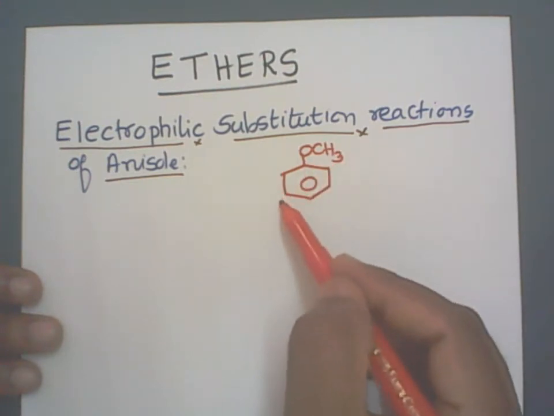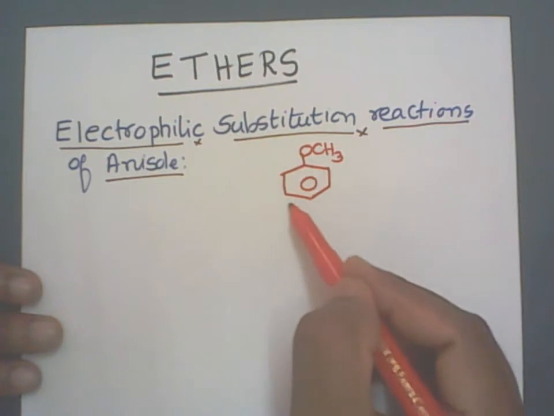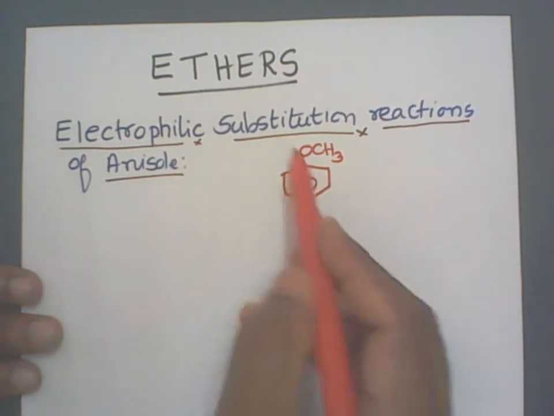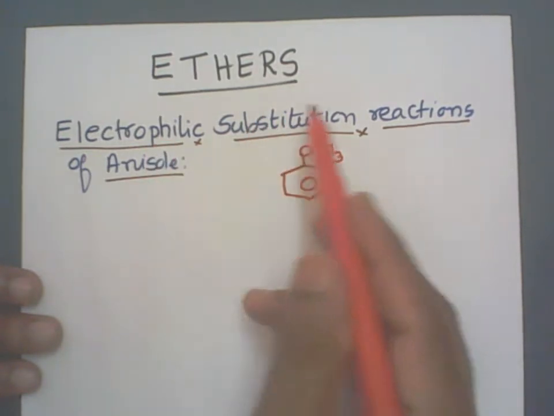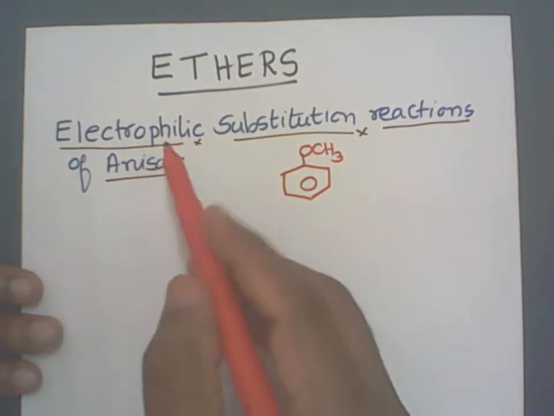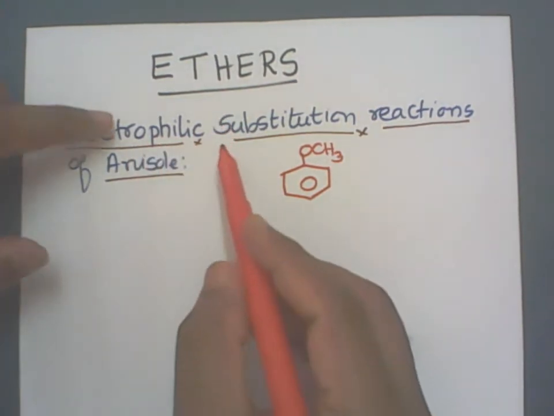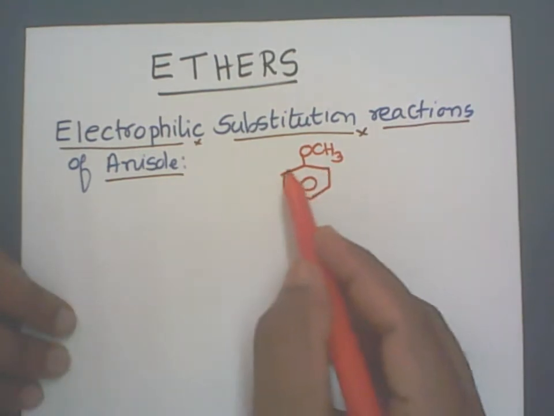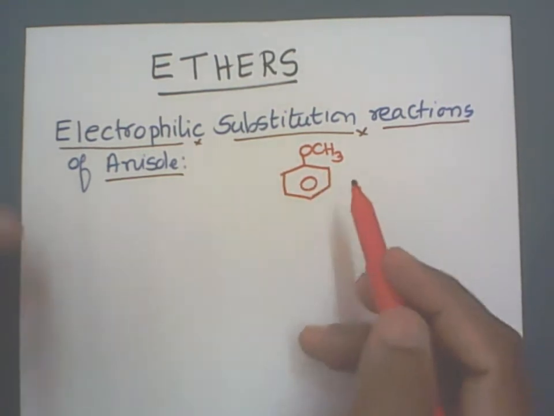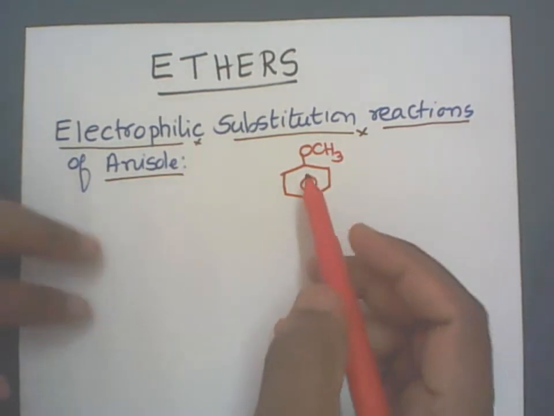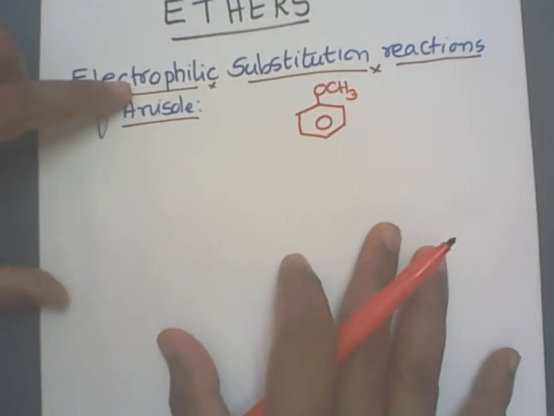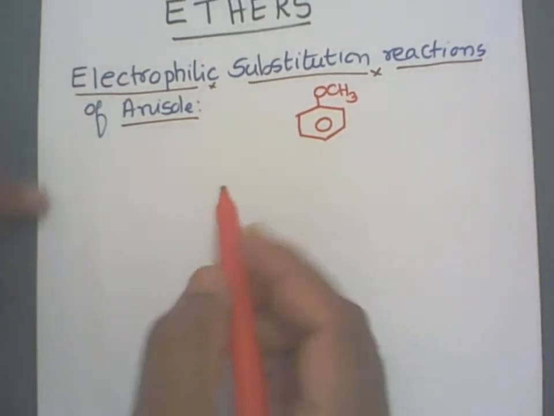You know that benzene is electron rich, so electrophiles can easily attack and hydrogen atoms can be substituted by the electrophiles. Therefore, these reactions are called electrophilic substitution reactions. Now, there is an ortho position, a meta position, and a para position. To which position does the electrophile attack? For that we need to know the resonance structures of anisole.